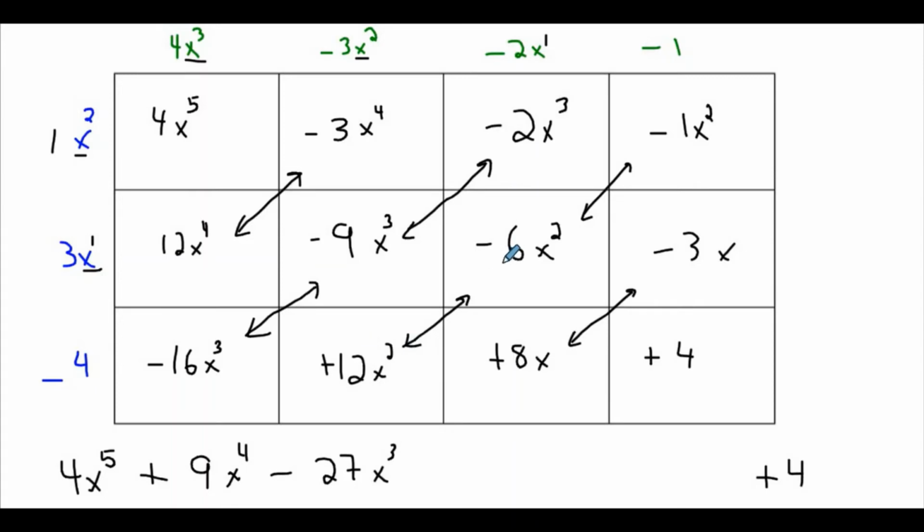12 minus 6 is 6, right? And then 6 minus 1 is 5, x squared. And then 8 minus 3 is also 5. So I'm just going to double check those. So 12 minus 3 is 9. Negative 16 and negative 9 is negative 25. Minus 2 more is negative 27. 12 minus 6 is 6, but minus 1 more is 5. 8 minus 3 is 5x.